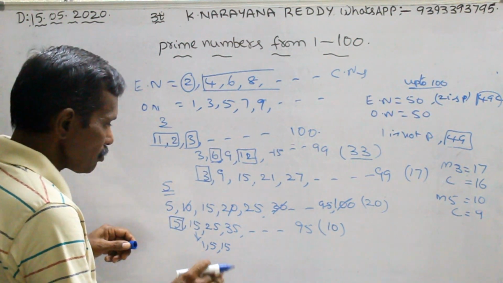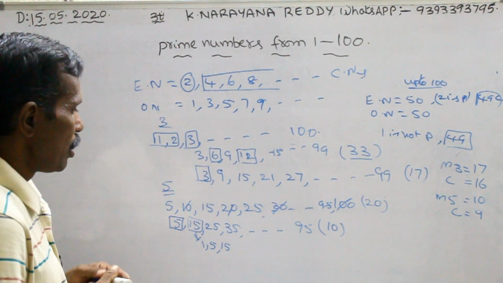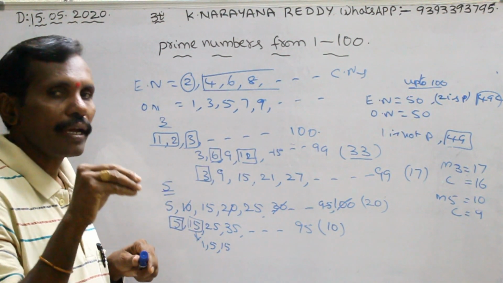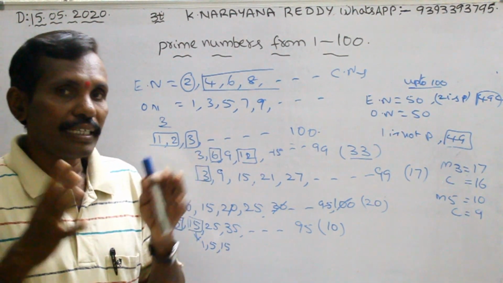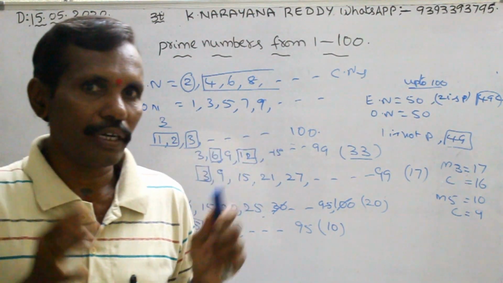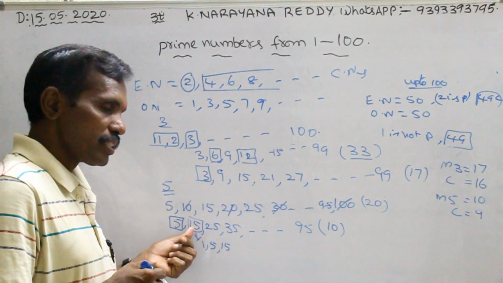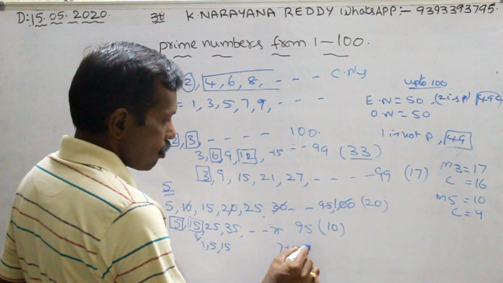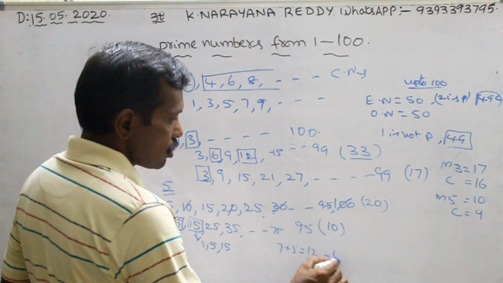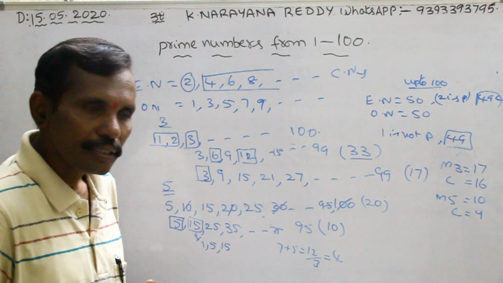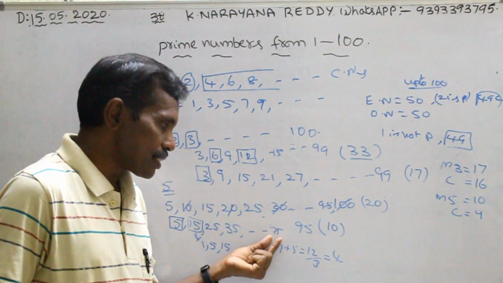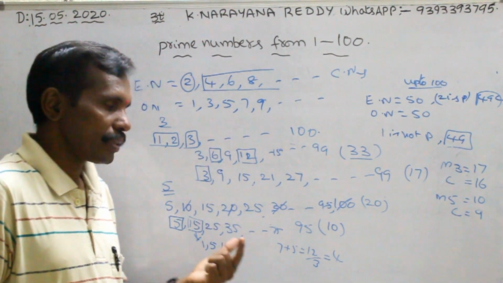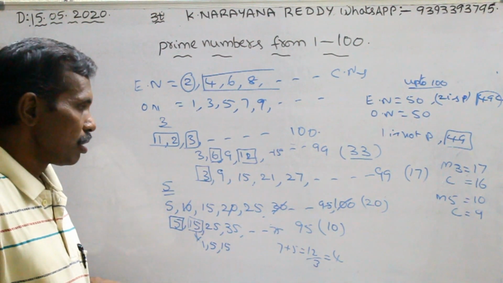How can you find a multiple of 3? 1 plus 5 is 6, and 6 divided by 3 gets 2. So 15 is divisible by 3 also. Why? Because whenever the sum of the digits in a number is divisible by 3, the total number is divisible by 3. That means 15: 1 plus 5 is 6, and 6 by 3 is 2. In the same manner, you can take any number: 7 plus 5 is 12, and 12 divided by 3 gives 4. Whenever the sum of the digits is divided by 3, the total number is divided by 3. That is why 15 is not added in this one.